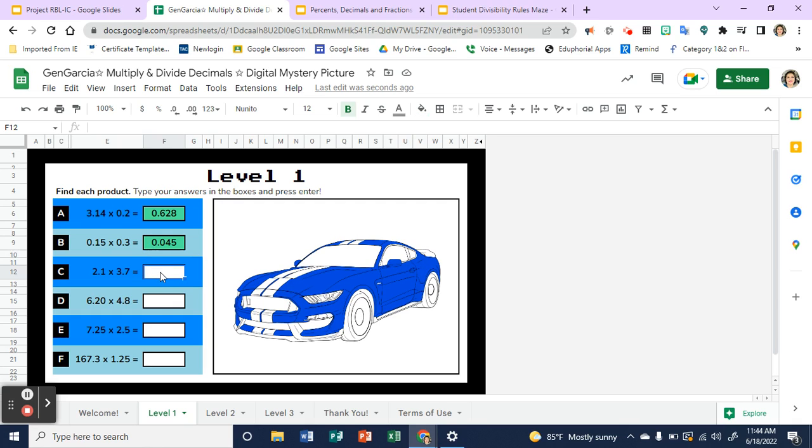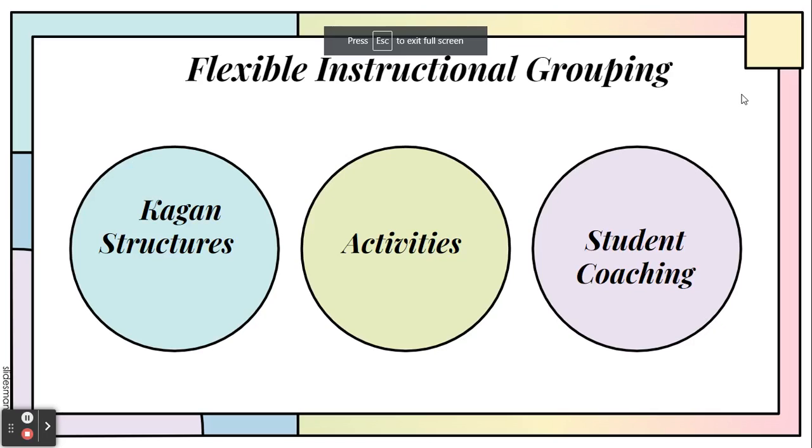Now, if you put in a wrong answer, then it'll be red. You cannot go any further until you put in the correct answer, and that way your picture can be correct at the end. So we have been working with Kagan structures in the classroom. I've showed you some slides and activities that students can do in a blended learning classroom where they're helping each other out, being the rally coach, looking through the journal, looking through their notes, making sure that the activities are completed correctly before they're turned in.